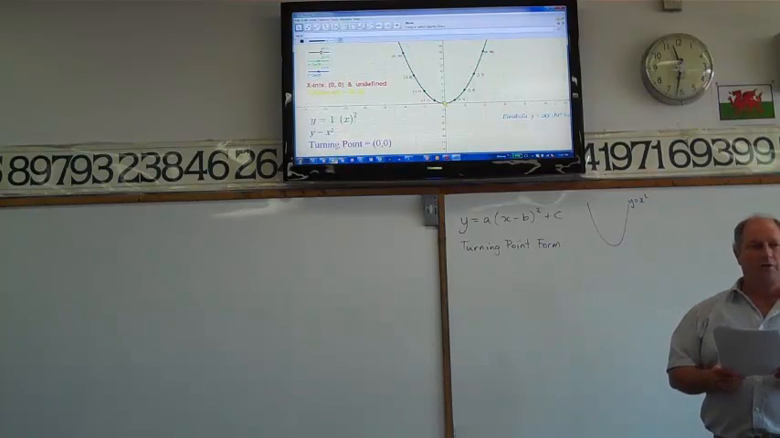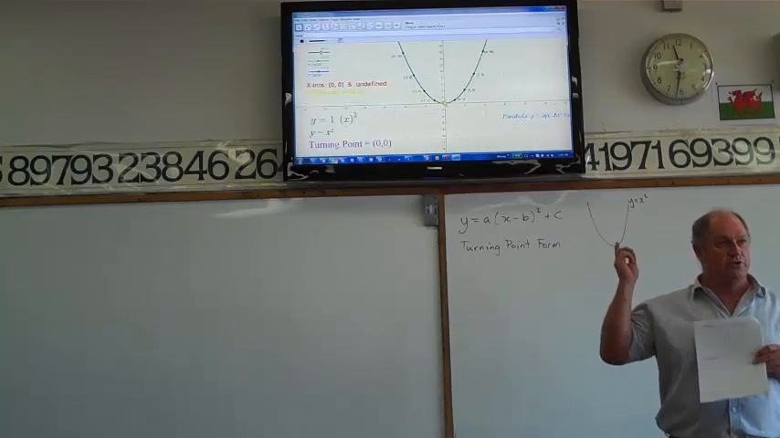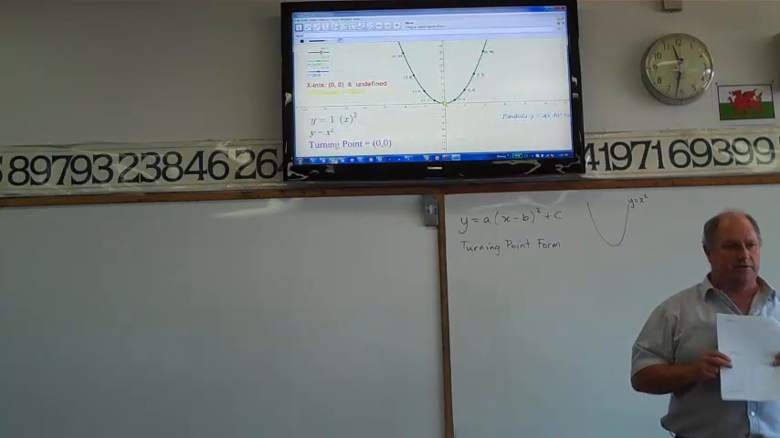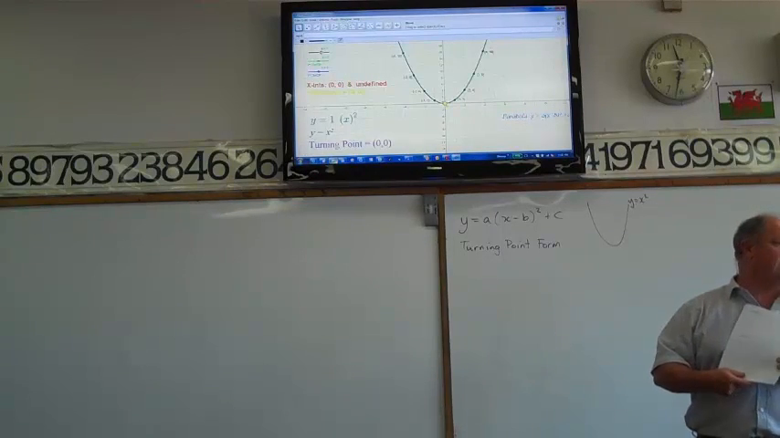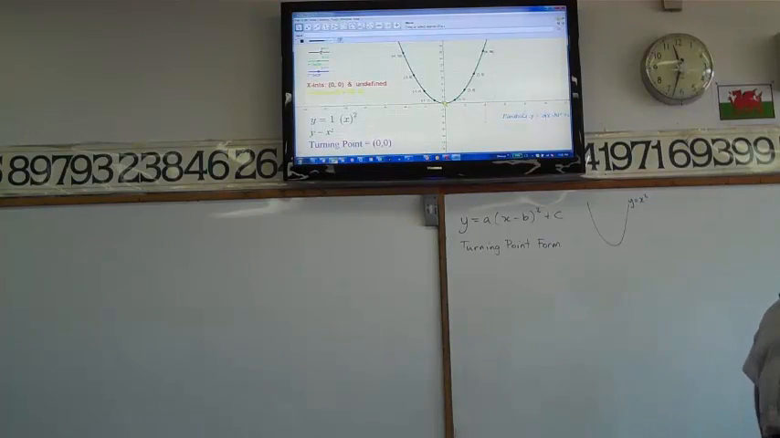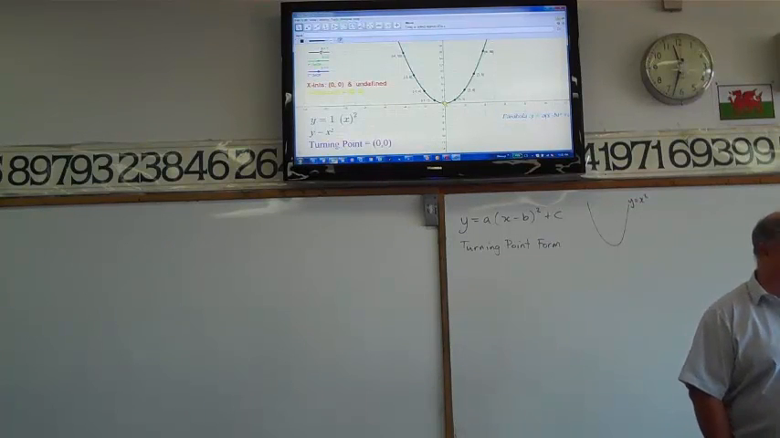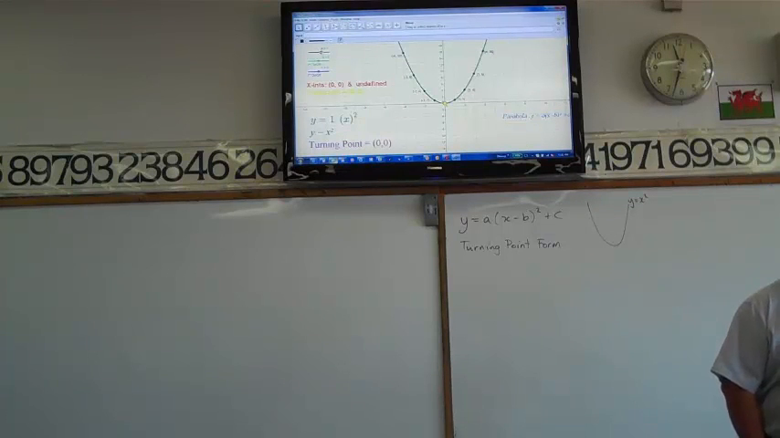On the first graph I want you to draw that graph on that first set of axes, so we've got the one to compare it to. All the parabolas in the world, we compare to the basic one, y equals x squared. It's got our turning point at the origin, 0, 0, the x-intercept the same, and the y-intercept. The first graph you have to draw is this one here.